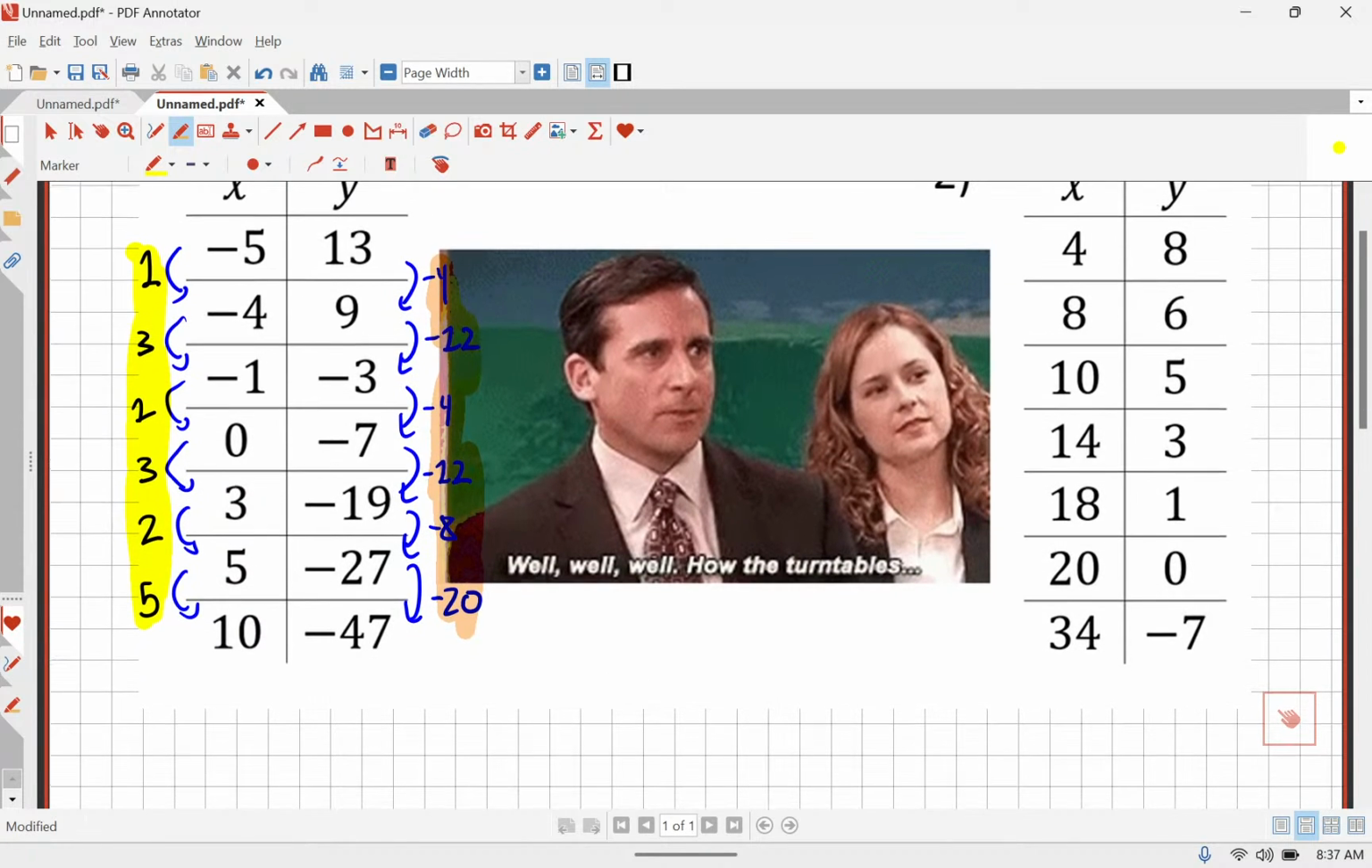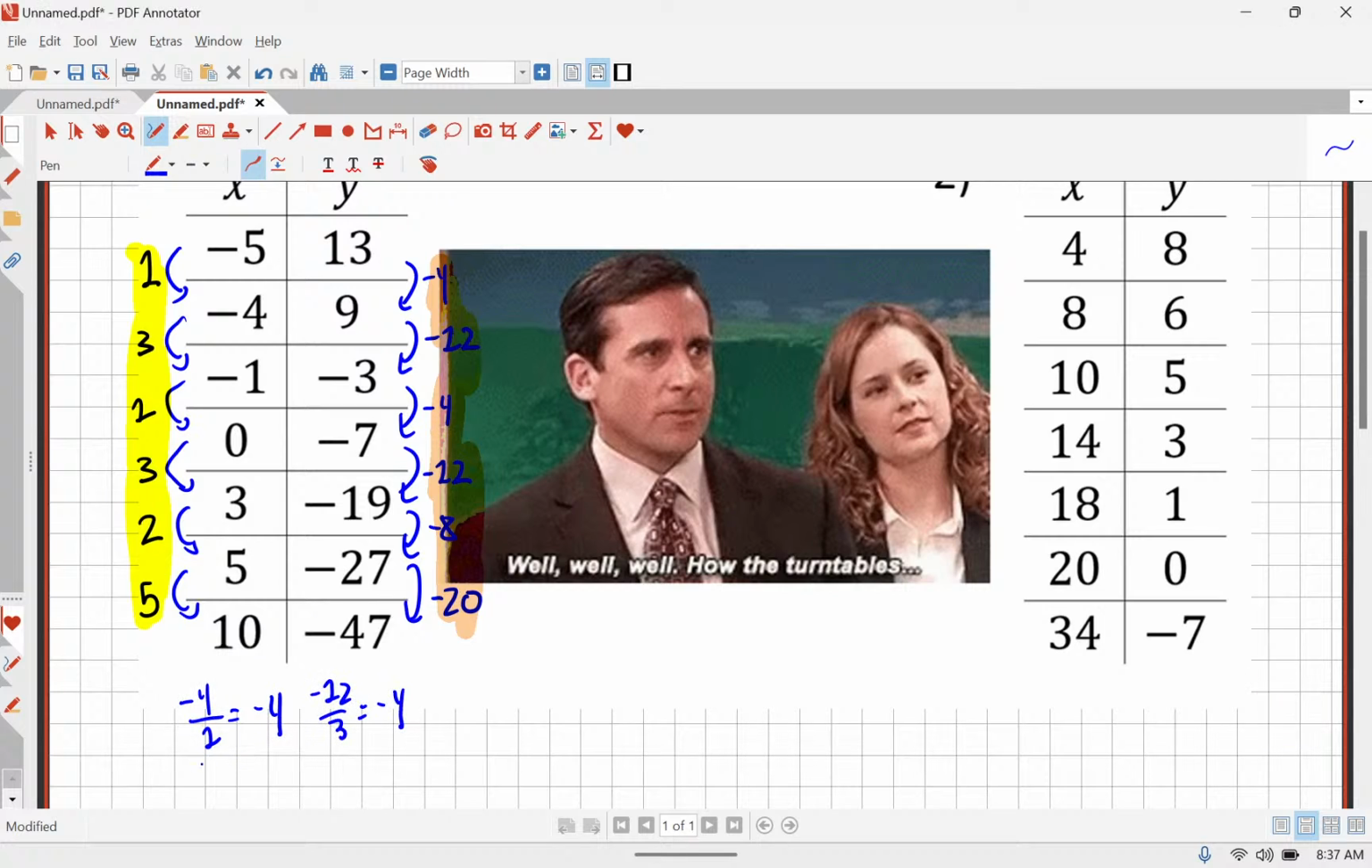Yeah, and I love that you said the y and the x because it's the y divided by the x. So we're going to take these numbers to our right and divide them by the numbers to the left. So like negative 4 divided by 1 is negative 4. Negative 12 divided by 3 is negative 4.